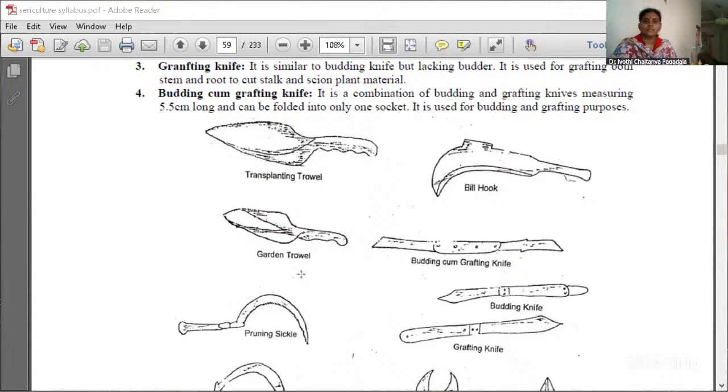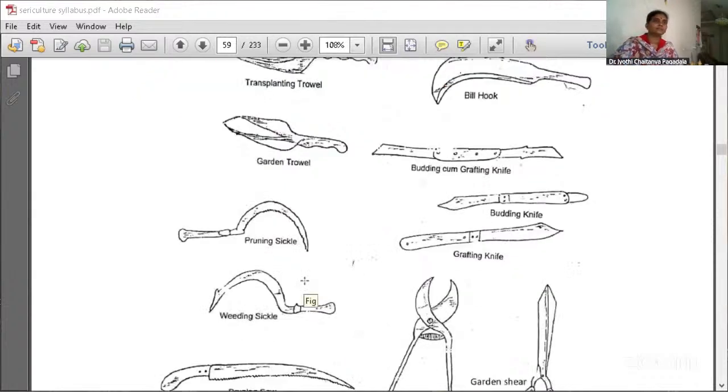Here you can see all these: grafting knife, weeding sickle, propagating implements. The vegetative propagation of mulberry is very popular and can be done with a bill hook, budding knife, and grafting knife. All these you can see here.